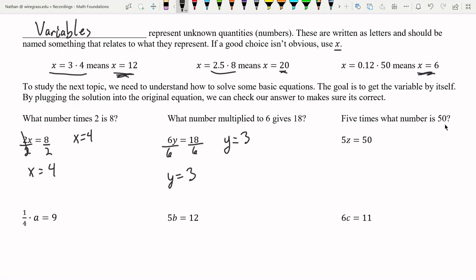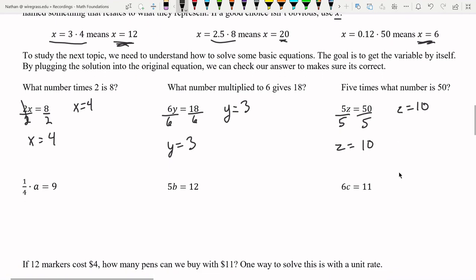5 times what number is 50? That means 5 times 10 is 50. Otherwise, I can just divide by 5. 50 divided by 5 is 10. So in general, if you can't solve it by just guessing it, then doing the division will solve the problem.